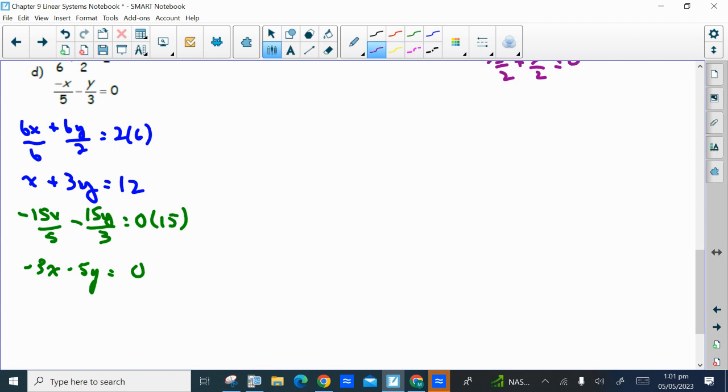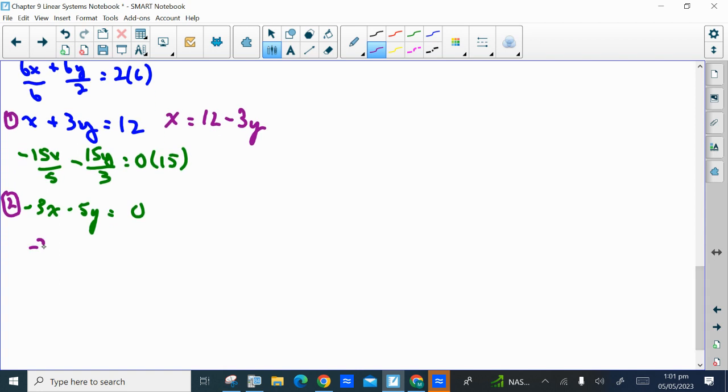So these are now the two equations that I'm going to work with. The first equation, you can get x by itself by subtracting the 3y from both sides. And then we'll take that and sub it into equation 2. X is equal to 12, take away 3y. Once again, we now have an equation that has only one variable. That's the letter y. We can solve for y.